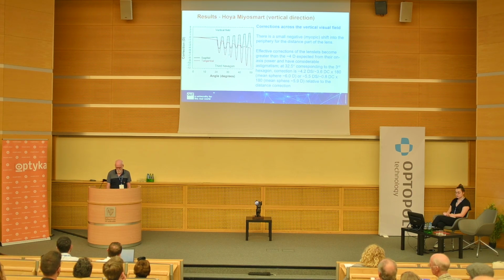If we look at 32.5 degrees, just there, this is the correction that we've got: a -4 dioptre sphere with a -3.6 dioptre cylinder. That's a really big power, and if you take the average of that and get -6, that's way beyond the 4 dioptres that the lens is supposed to be. On the bottom line, I've indicated what that is relative to the distance correction.